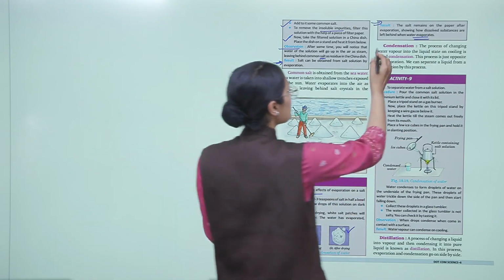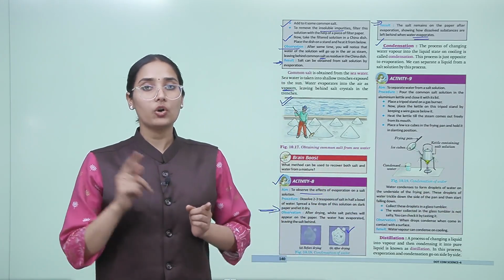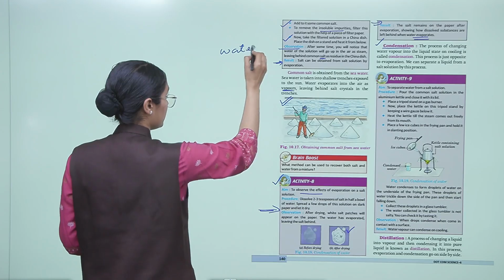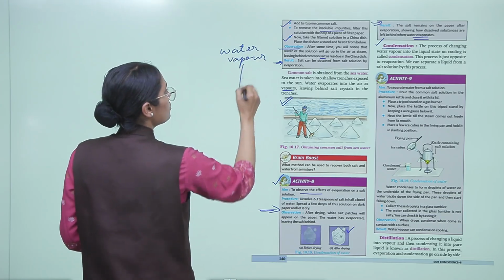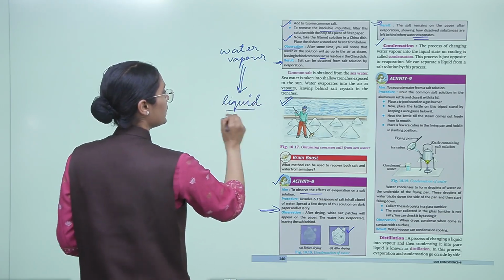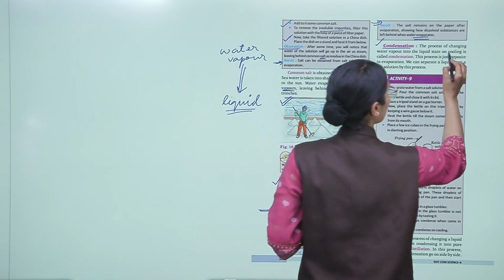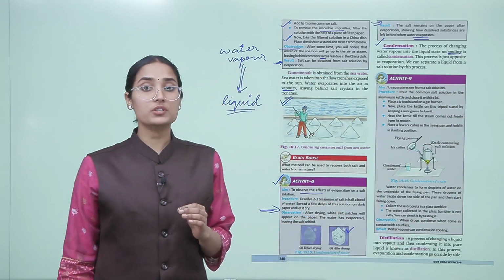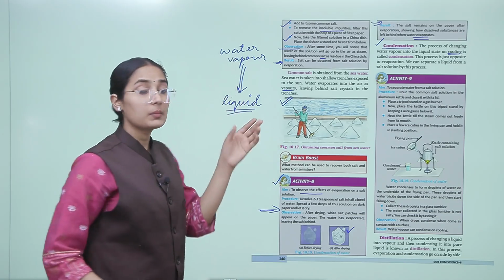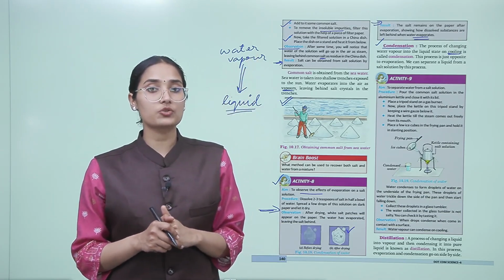Another method is condensation. The process of changing water vapor into liquid state on cooling is called condensation. So when water vapor changes into what? Liquid water. It is called condensation, and this happens on cooling. Okay, so when lower temperatures are provided, and this process is just the opposite of evaporation. In evaporation, the liquid was converted to water vapor by providing heat. Now the reverse is happening. So we can separate a liquid from a salt solution by this process.